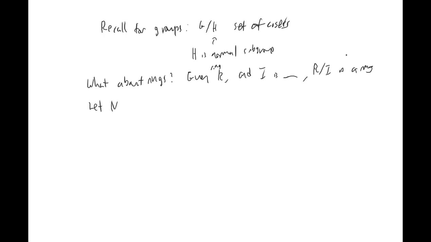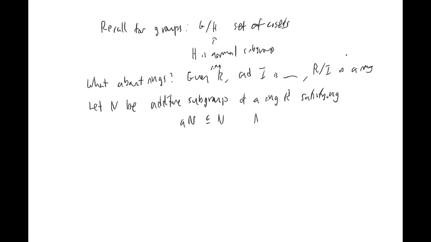So let N be an additive subgroup of a ring R satisfying AN is a subset of N, and NB is a subset of N, for all A, B in R.